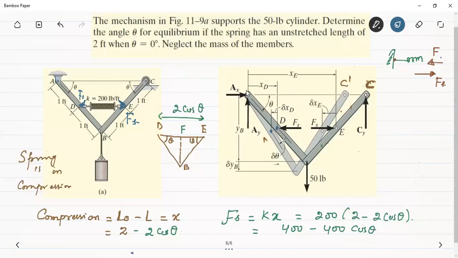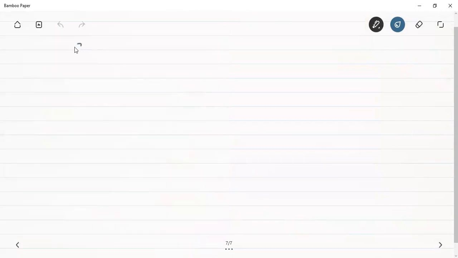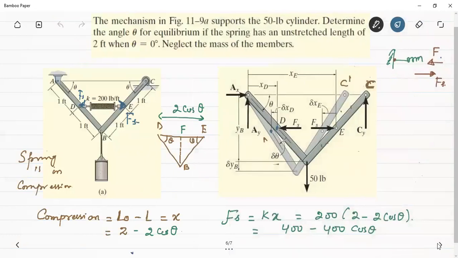See, these reactions won't be involved in the virtual work because point A is fixed, and here the reaction at C is in the vertical direction and the displacement is in the horizontal direction. Therefore, there won't be any virtual work due to these reactions. Now, writing the principle of virtual work, delta U will be equal to the virtual work done by the force at D plus the virtual work done by the force at E plus the virtual work done by the force at B. These are the three virtual works.